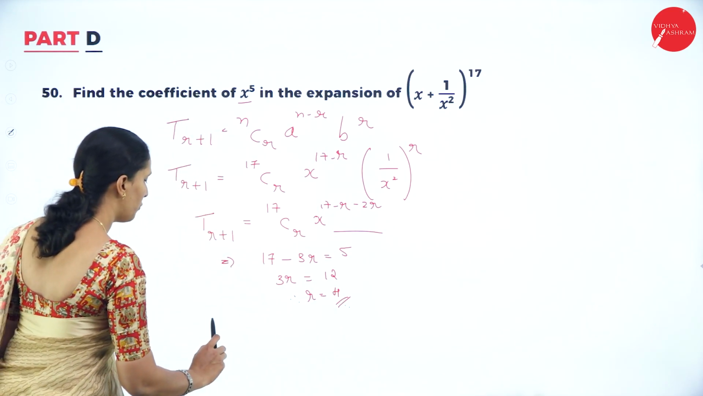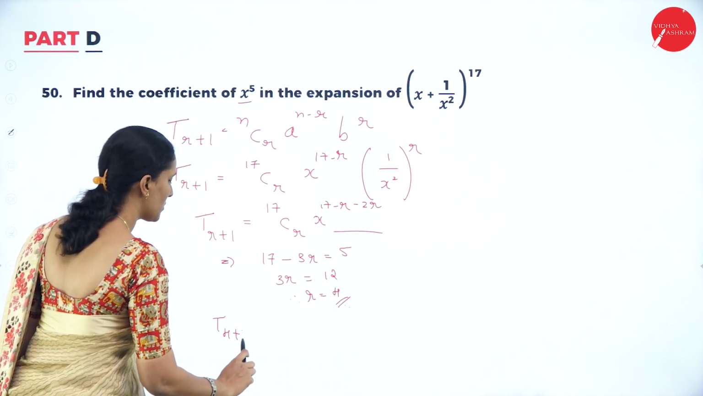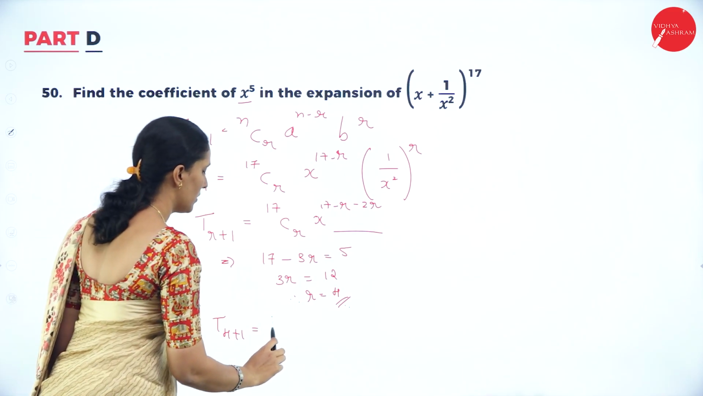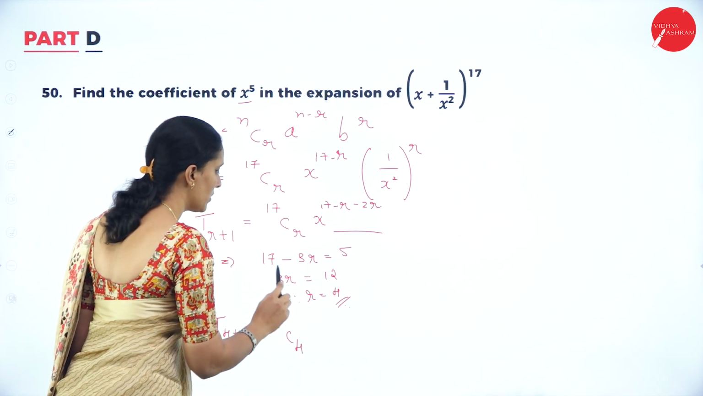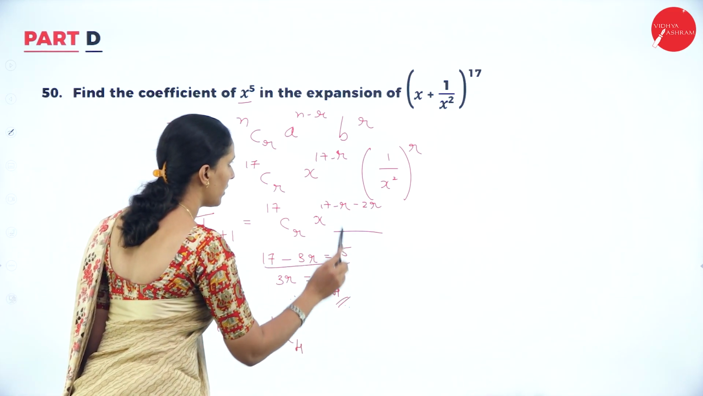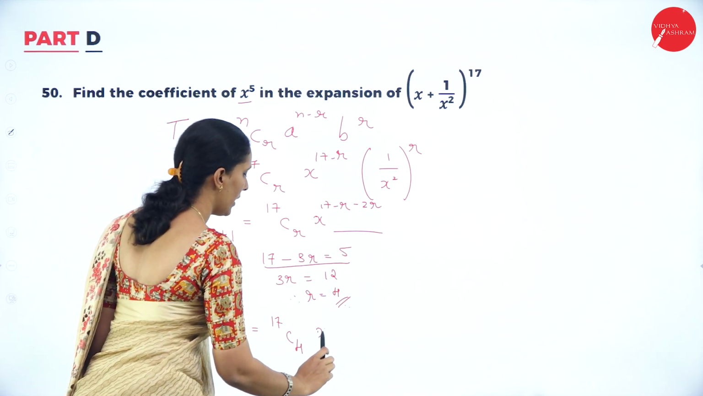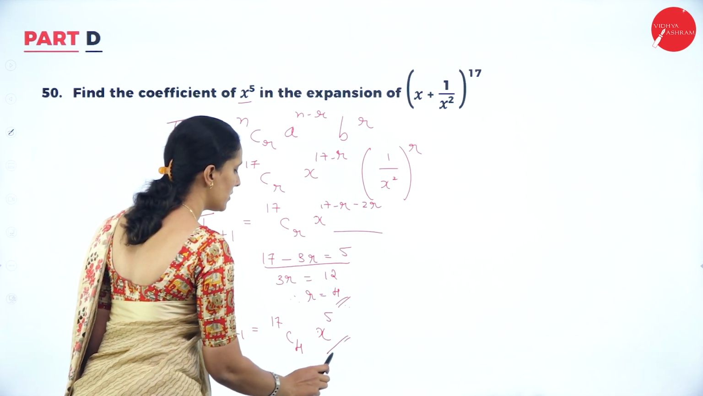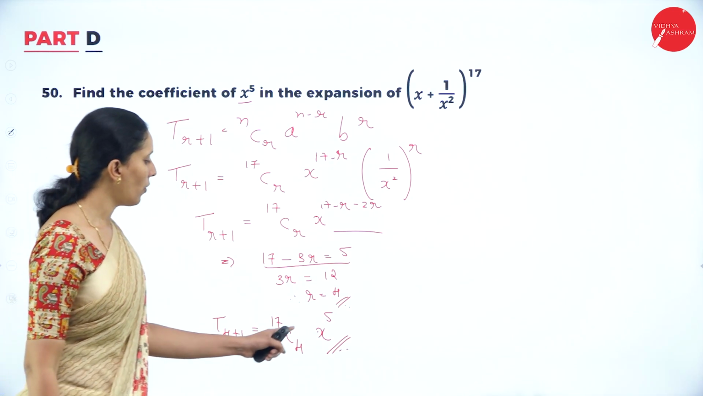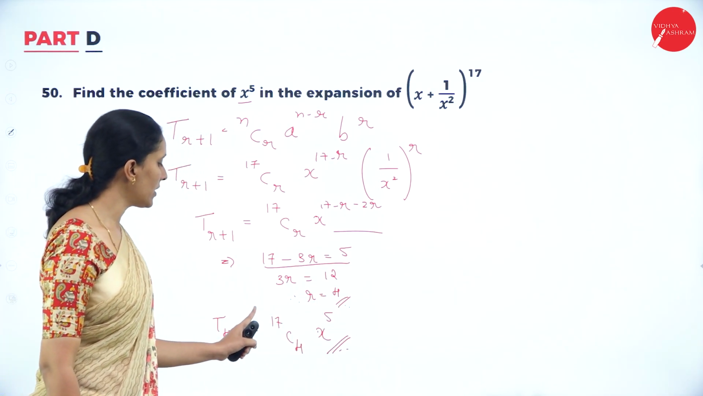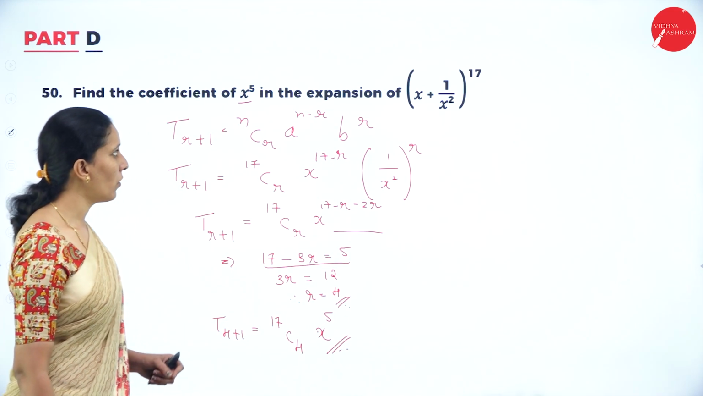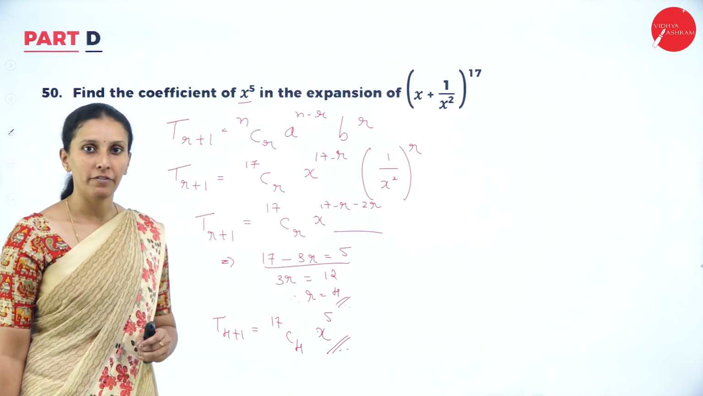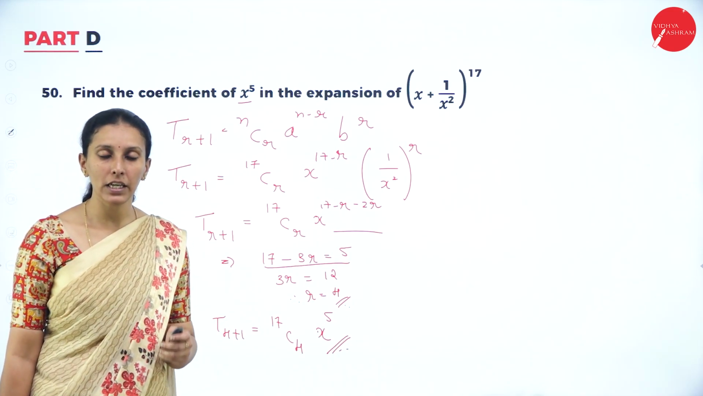Now substitute r is equal to 4 here, we'll get T 4 plus 1 is equal to 17 C 4. So we have equated 17 minus 3r as 5, so we will get here x to the power 5. So this is what we will get. So what is the coefficient of x power 5 here? It is 17 C 4. Therefore the coefficient of x power 5 is 17 C 4.